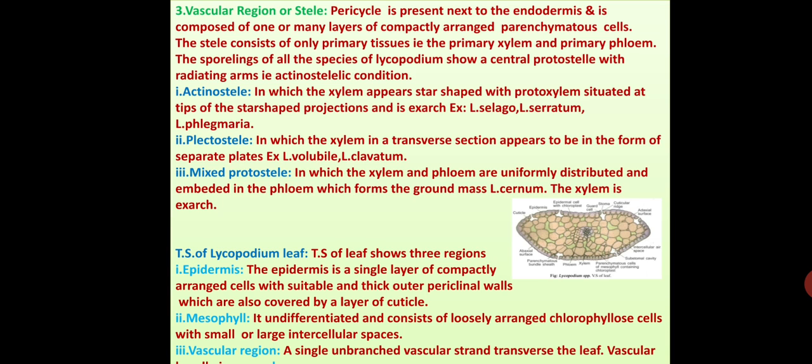Then we discuss the internal structure of the Lycopodium leaf. It shows three regions: epidermis, mesophyll and vascular region. The epidermis is a single layer of compactly arranged cells with thick outer periclinal walls, which are also covered by a layer of cuticle. The mesophyll is undifferentiated and consists of loosely arranged chlorophyll cells with small or large intercellular spaces. In the vascular region, a single unbranched vascular strand traverses the leaf.